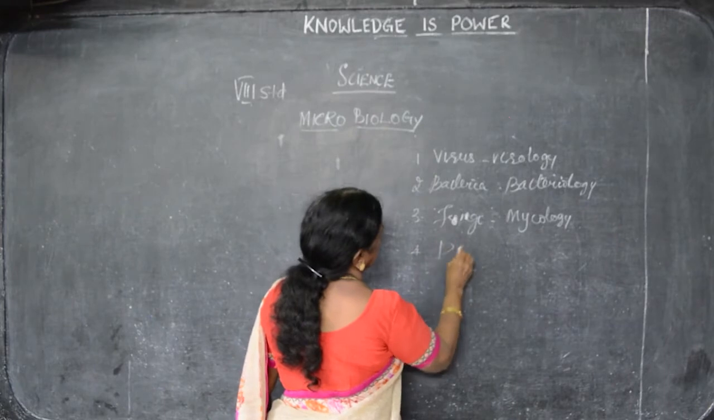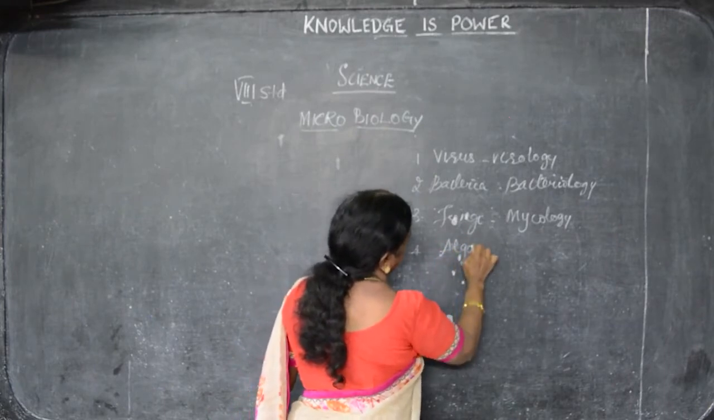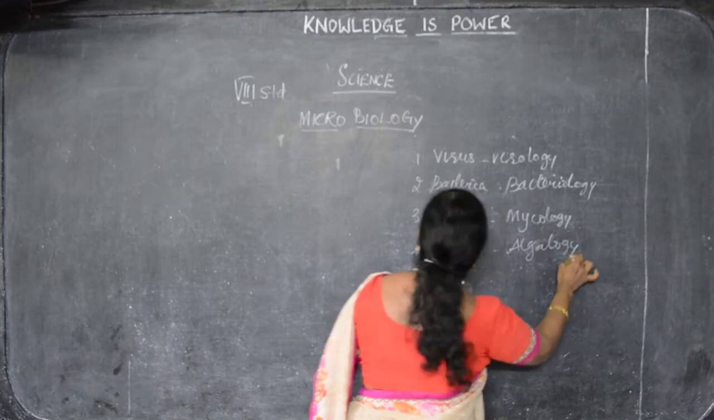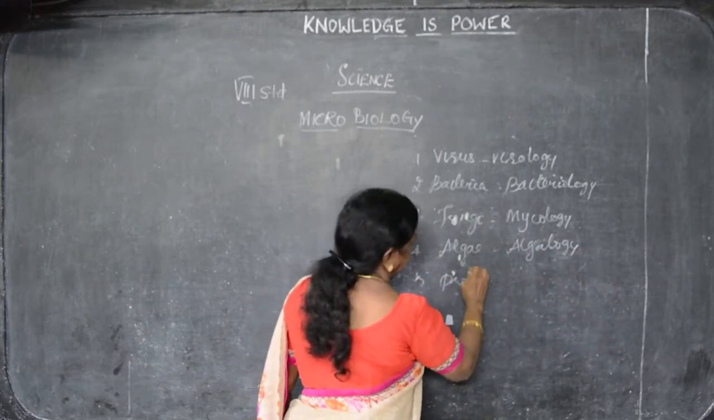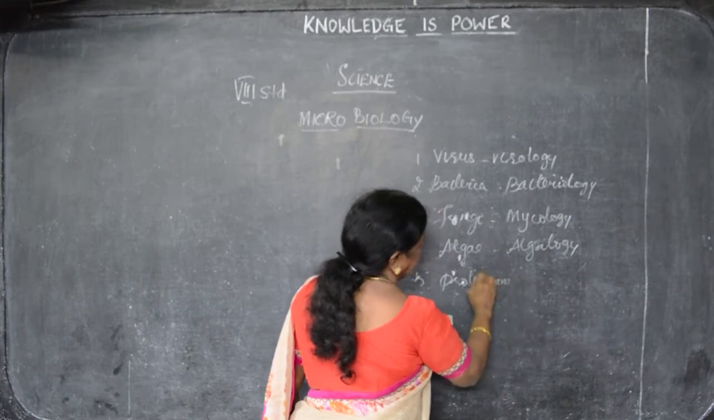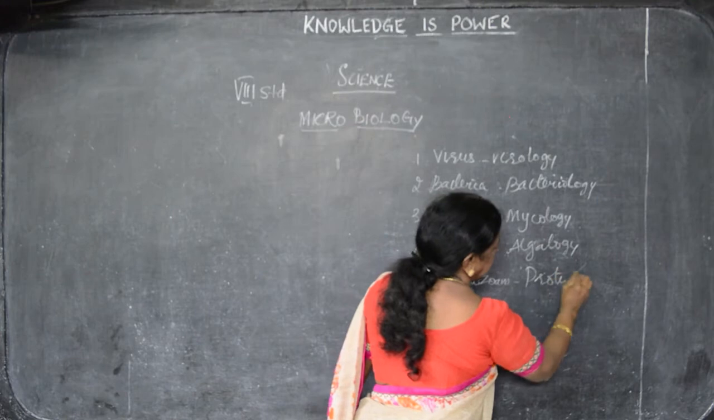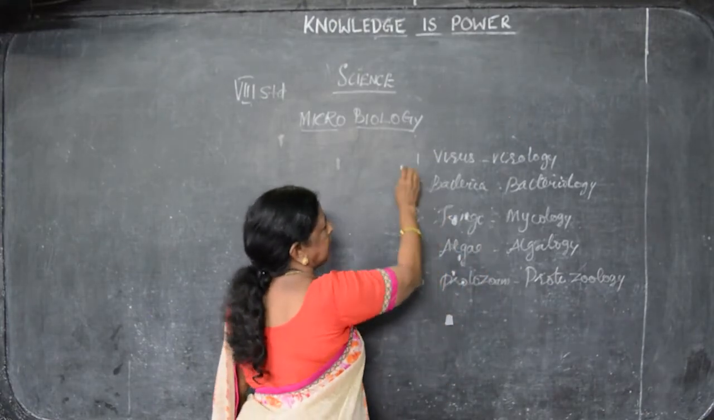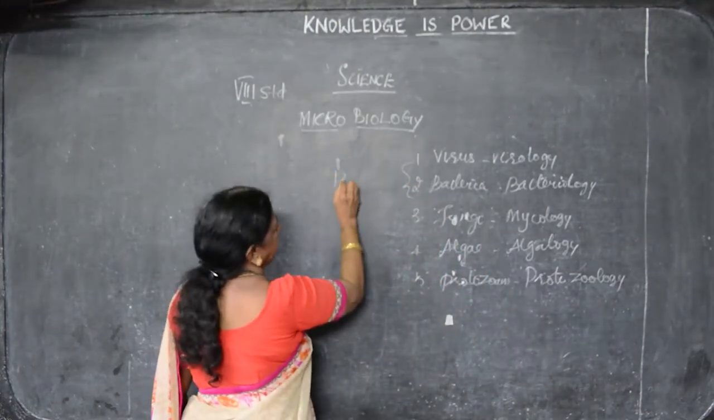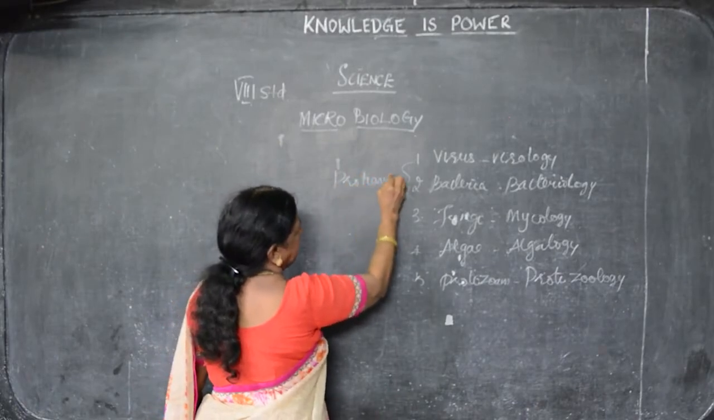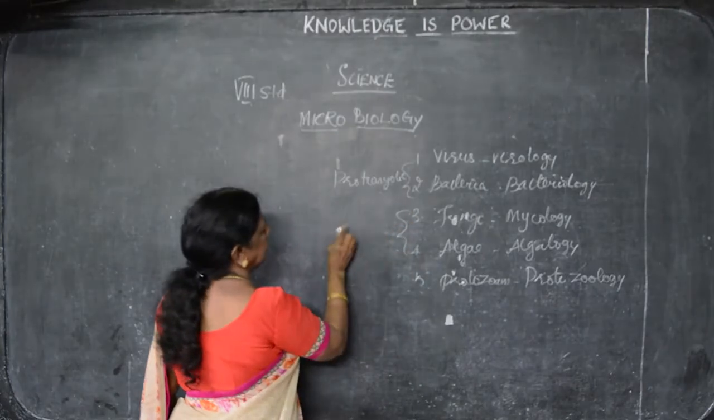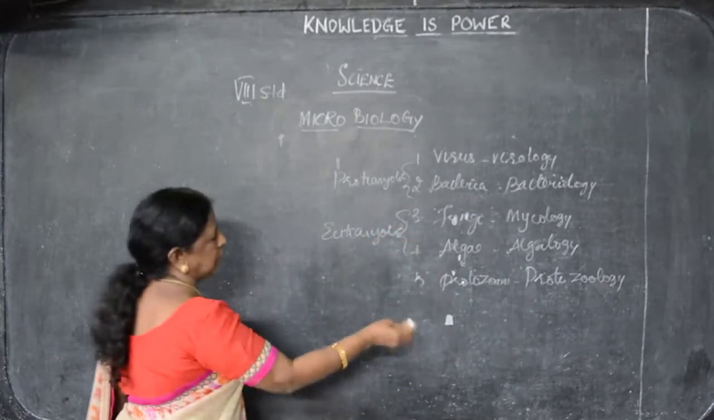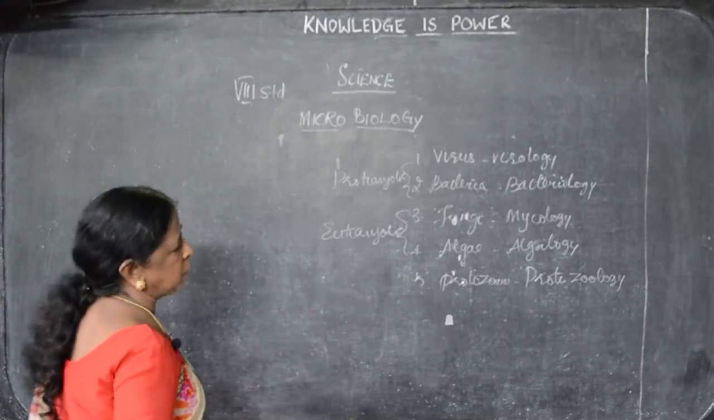then algae, algology, protozoans, protozoology. In this, we have seen virus and bacteria, they are prokaryotes. And fungi and algae, they are eukaryotes. I said, what is the difference between them? And protozoans are microorganisms which cause diseases as well as some useful effects also.